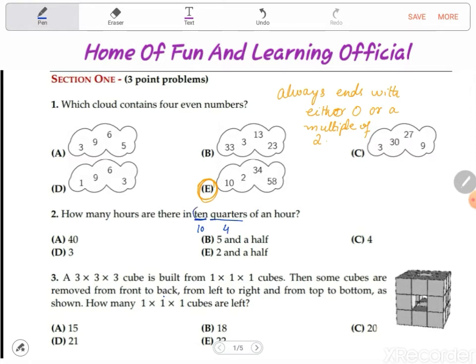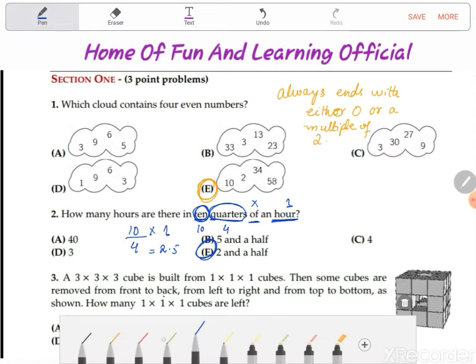Now the first number, or the first word, always comes in the numerator, so it will be 10, and the word following the first word will always come in the denominator, and "of" suggests the multiplication sign, and "an hour" is simply 1. So 10 over 4 times 1, and that will give us 2.5. That's basically 2.5 hours, or 2 hours and a half.